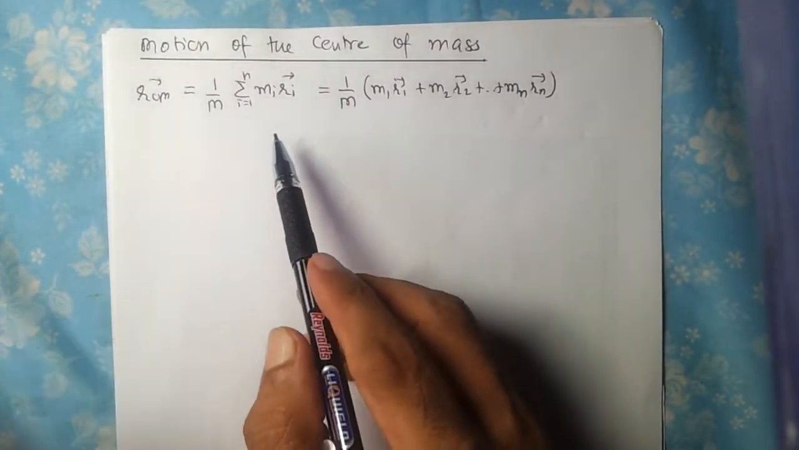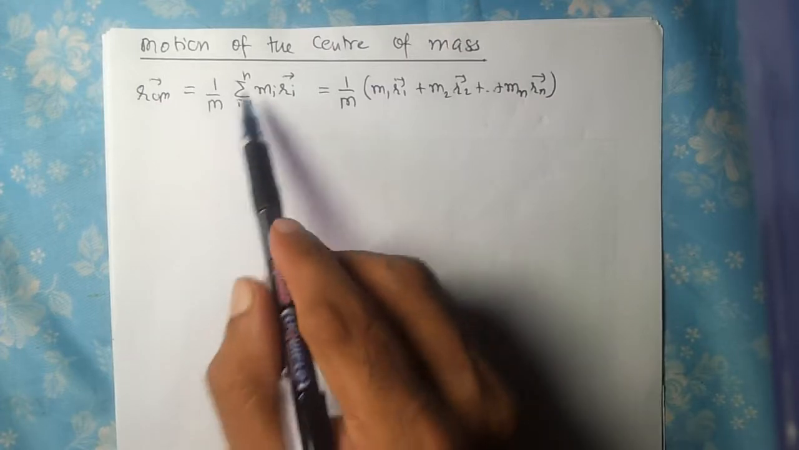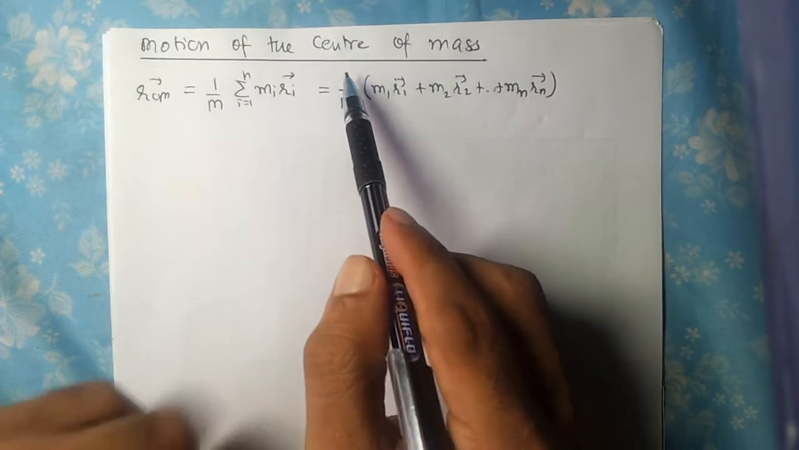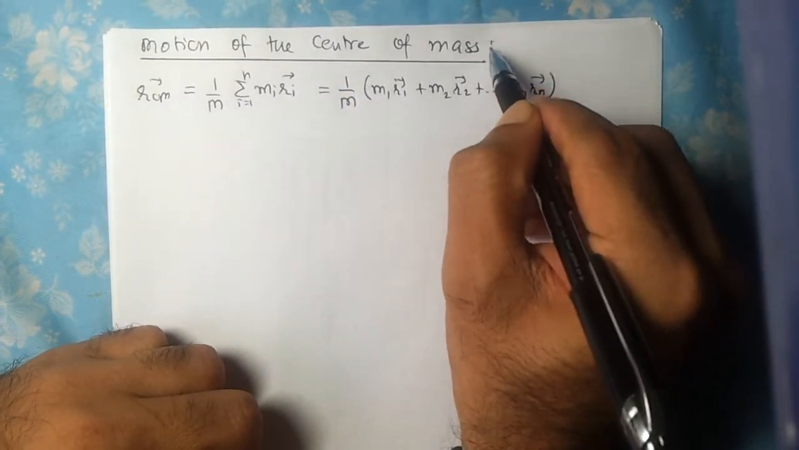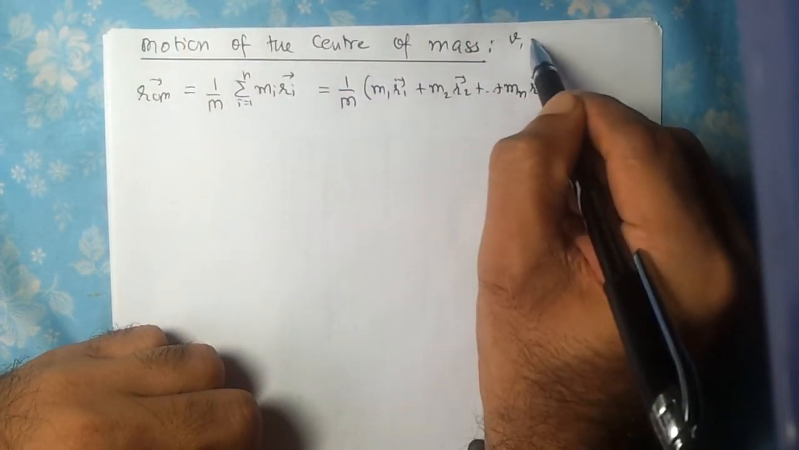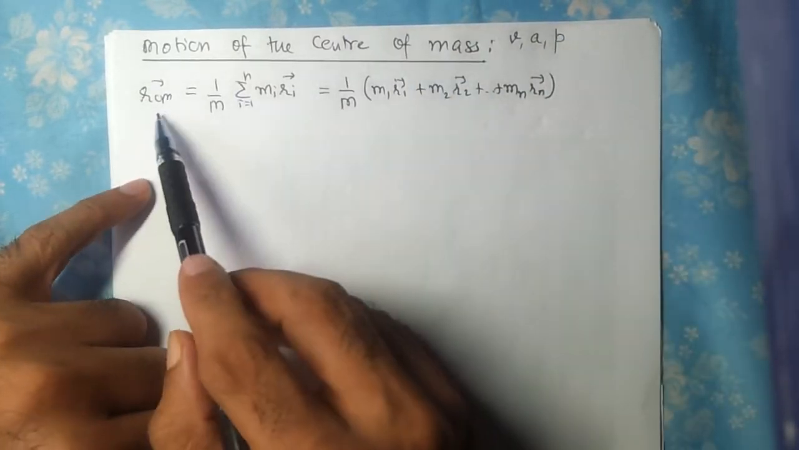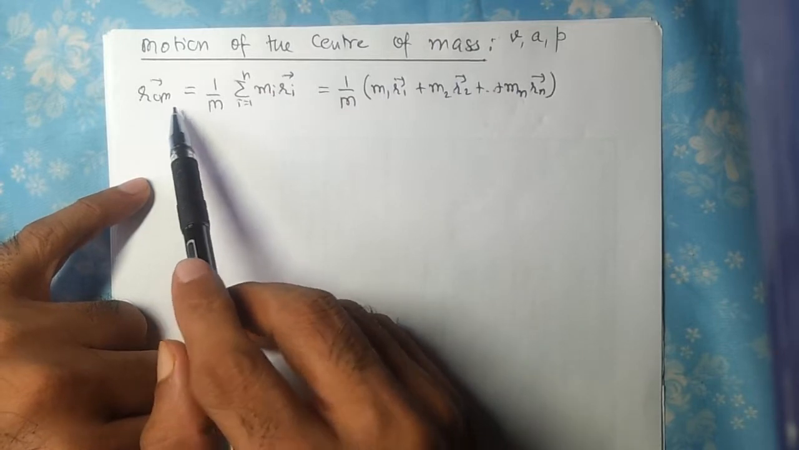We have looked at the position vector of center of mass. In this video we are going to look at the motion of the center of mass, meaning that we are going to find out physical quantities associated with motion like velocity, acceleration and momentum of the center of mass. Let's begin again with the position vector for the center of mass.